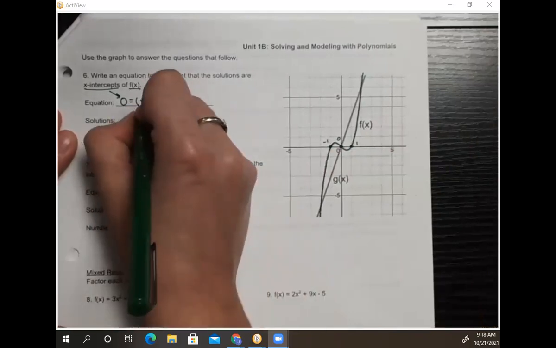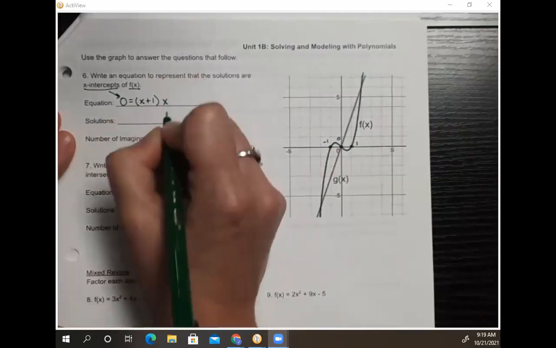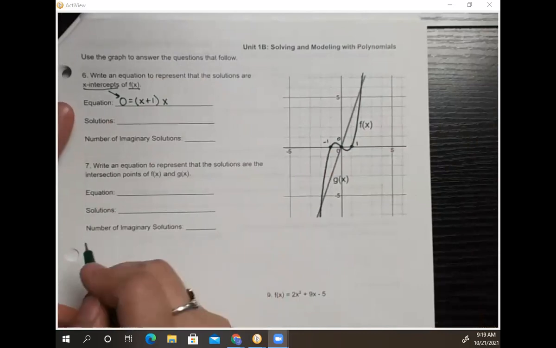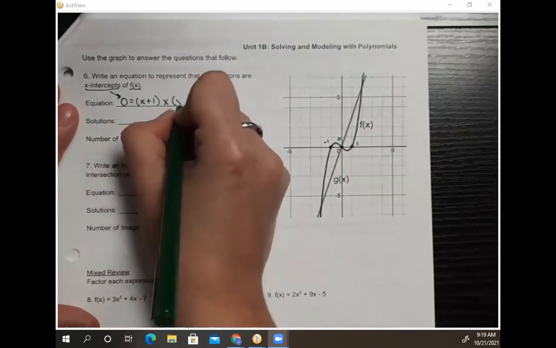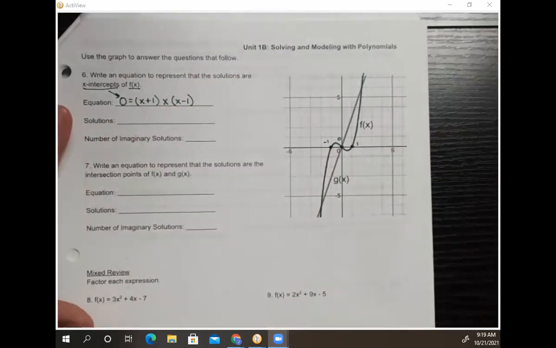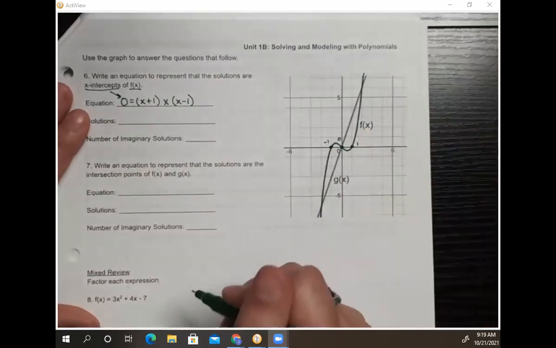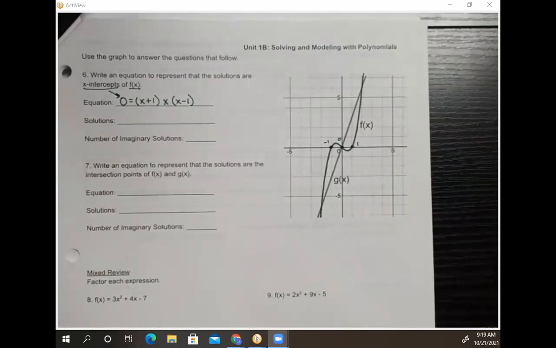So I'm going to write this in factored form as x plus 1, x plus 0, excuse me, or x minus 0 is fine. If you want to throw your x in front, that's fine too. And then x minus 1. So this part describes f of x. This part, the equal 0 part, tells me my solutions are those x-intercepts.